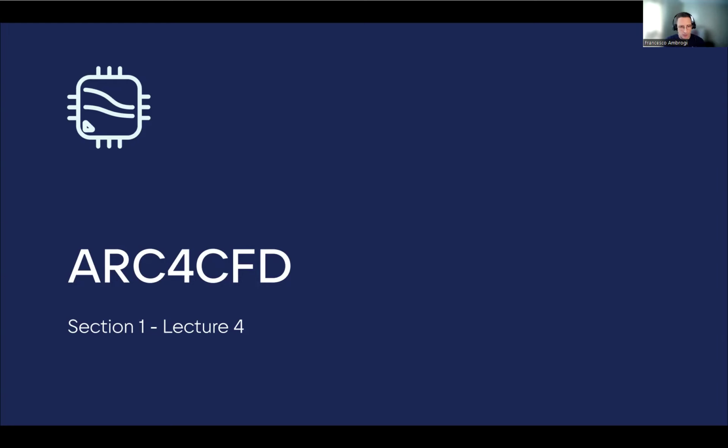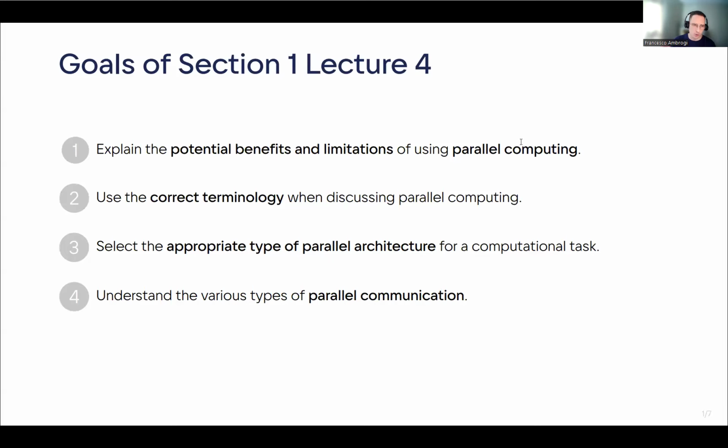We have just learned how to successfully allocate resources on the cluster, and we have also learned that we can allocate more than one core, for example, so we can do multi-core simulations, and that's the whole purpose of using an HPC system for your simulation. So in this lecture, we focus on parallel computing.